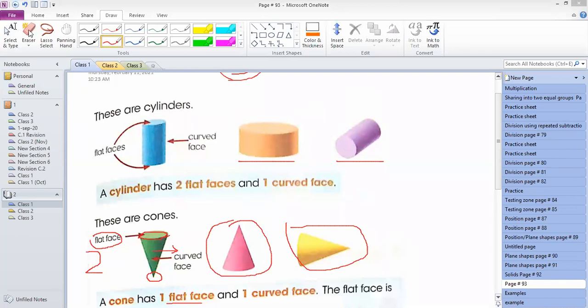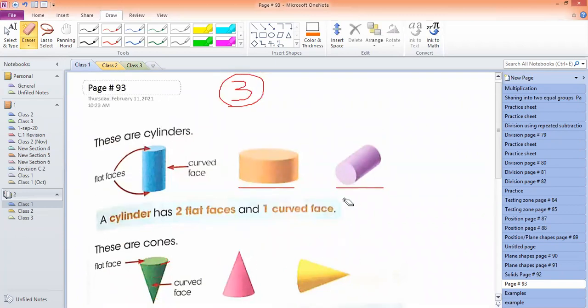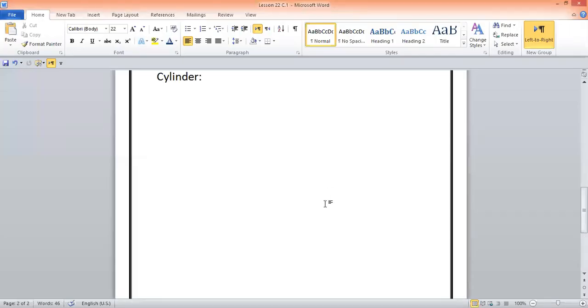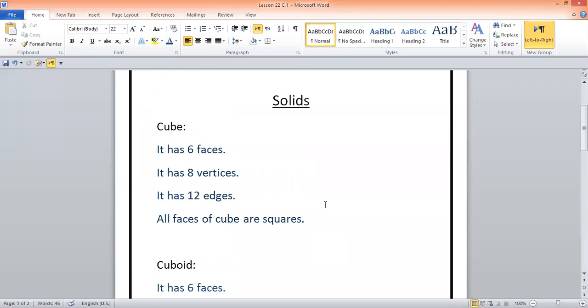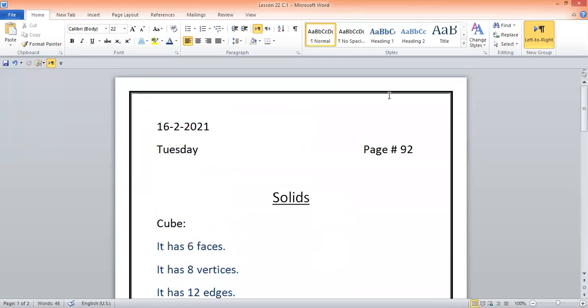Now what we are going to do, take out your notebooks. We are going to write the properties of cylinder and cone. I'm going to share a new screen with you. Can you see the screen, guys?